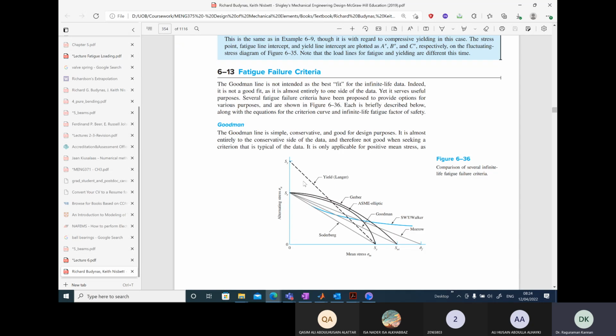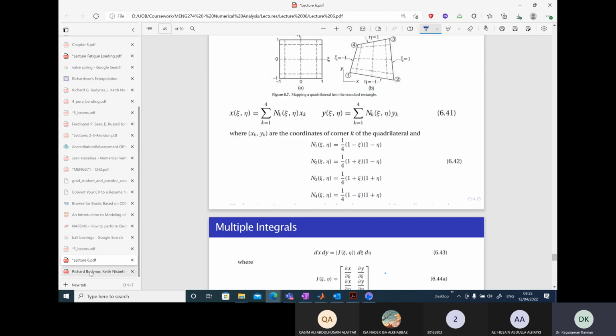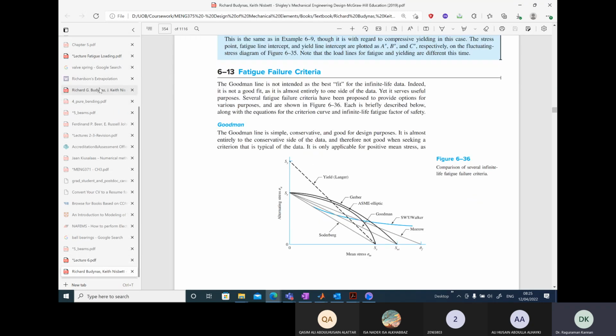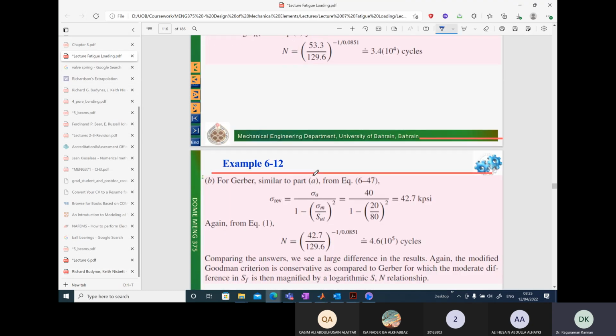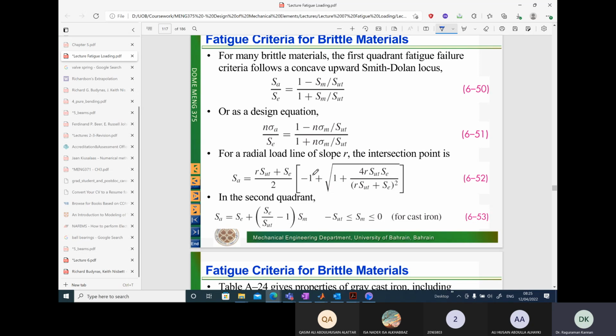Again, if you recall from your book, these are the four different equations. Additionally, you have SWT and Morrow. These equations are also available. All these are for ductile materials in general. Okay, so let's go back to the slide and see what is the corresponding equation we use for brittle materials.